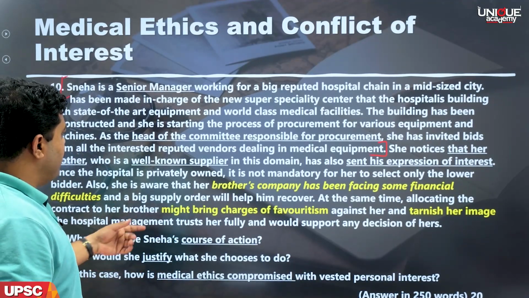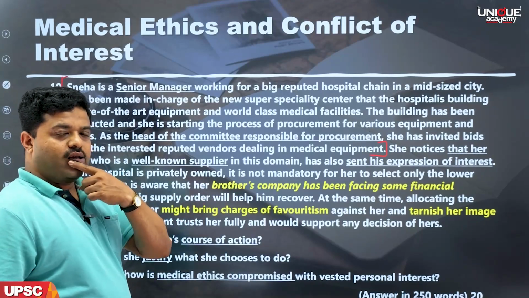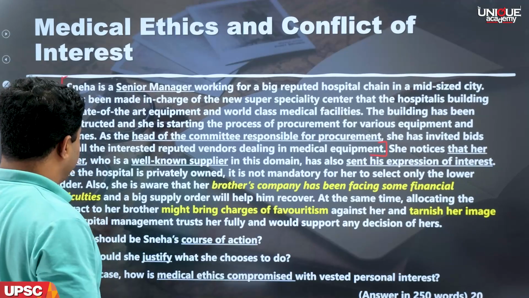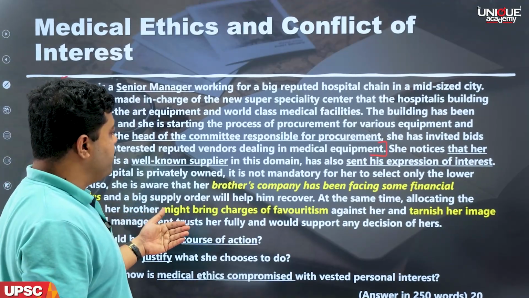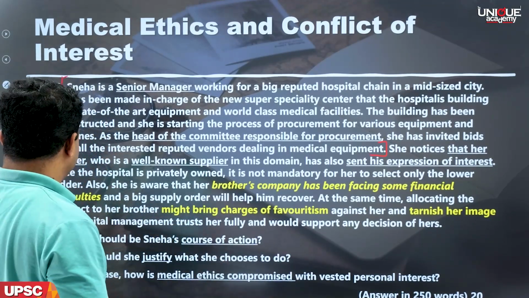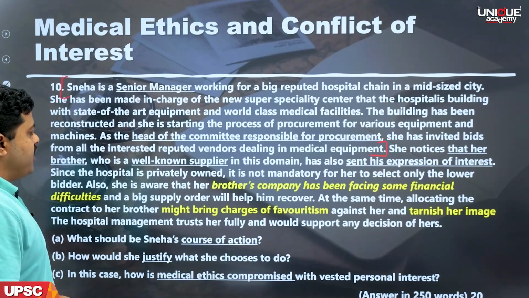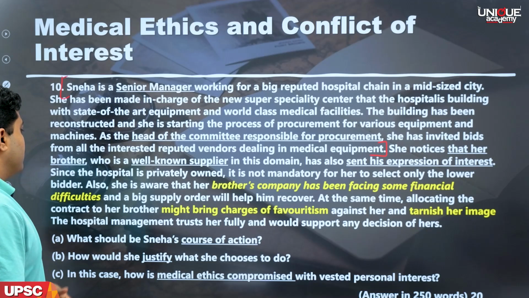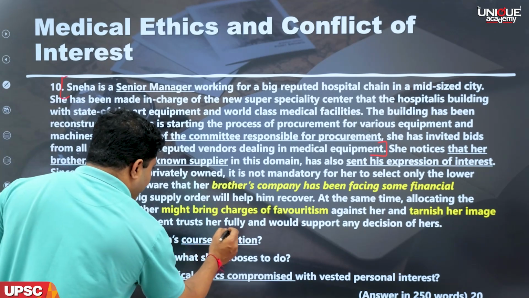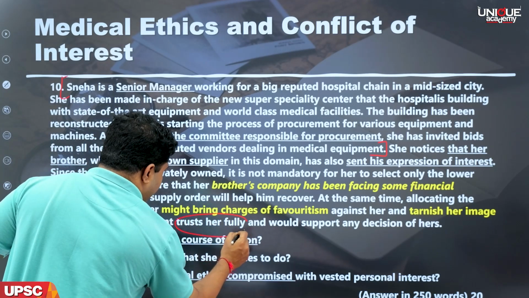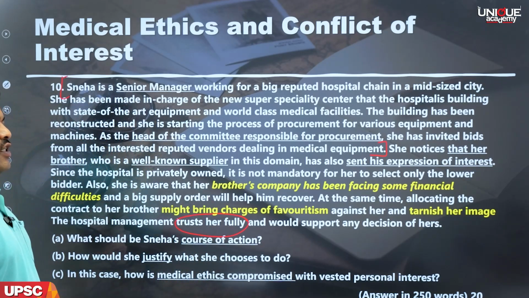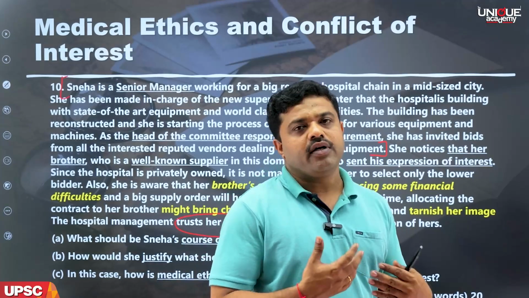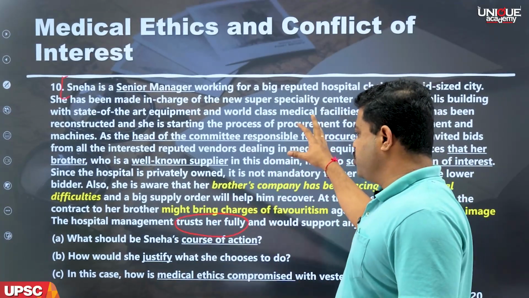Also she is aware that now this is a problem highlighted which her brother is facing. Brother's company has been facing some financial difficulties and a big supply order will help him recover. At the same time, allocating the contract to her brother might bring charges of favoritism. So ये भी problem है against her and tarnish her image. The hospital management trusts her fully. Now this is tricky. Okay. And would support any decisions of her. So she has complete freedom and hospital management has complete trust on her. Now what should she do?